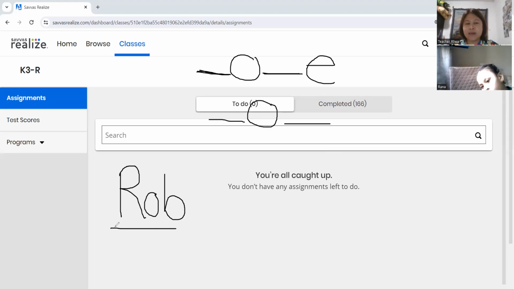So you said that this is rob. Is it a short O or long O? Long O? Are you sure? Or short O? Short O. Short.